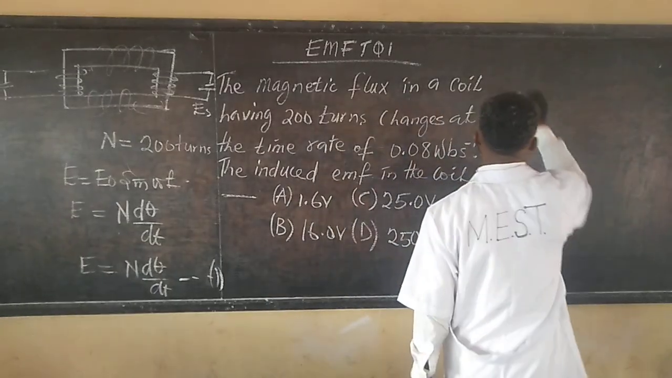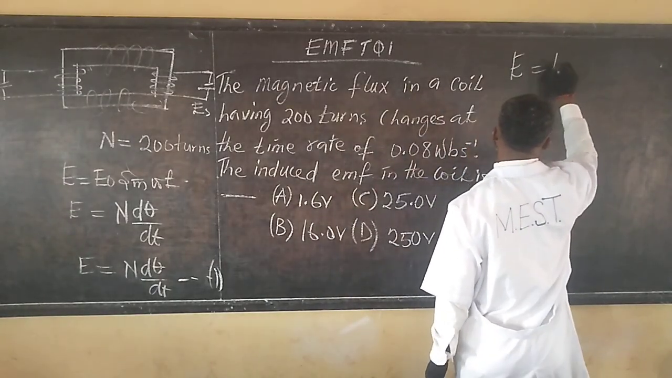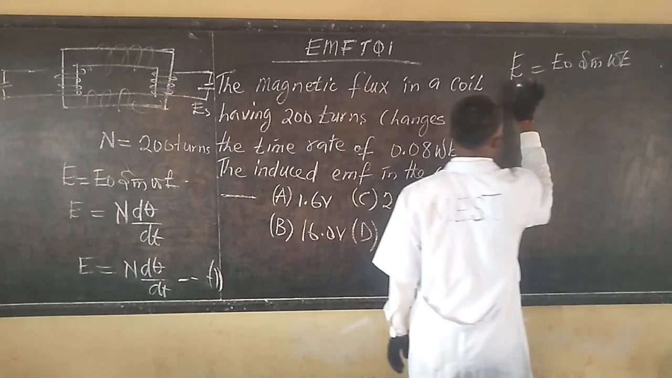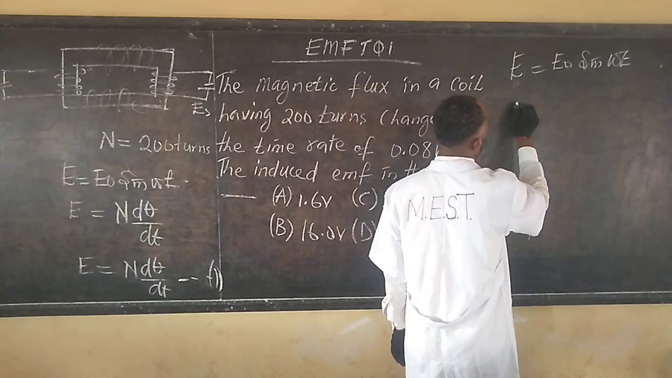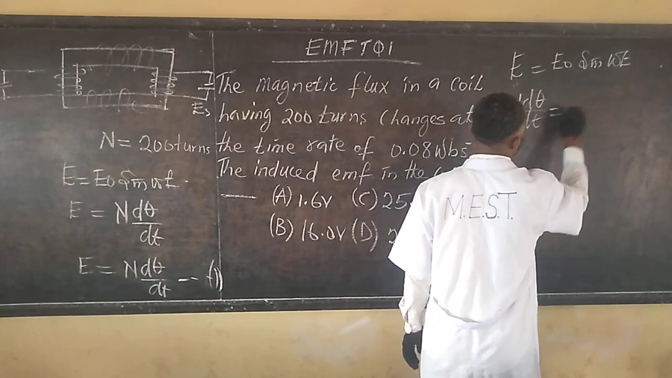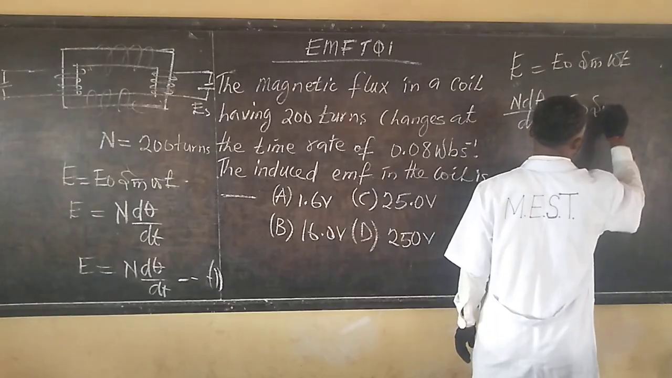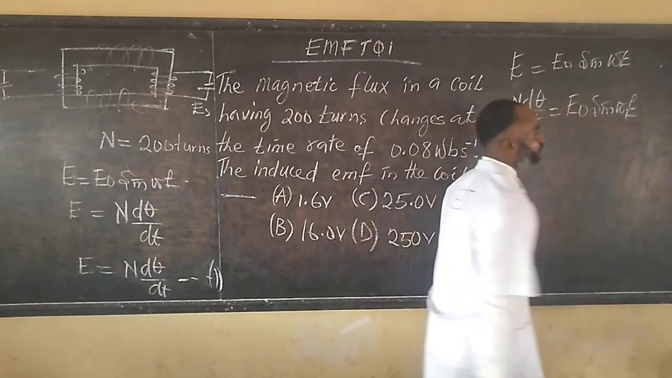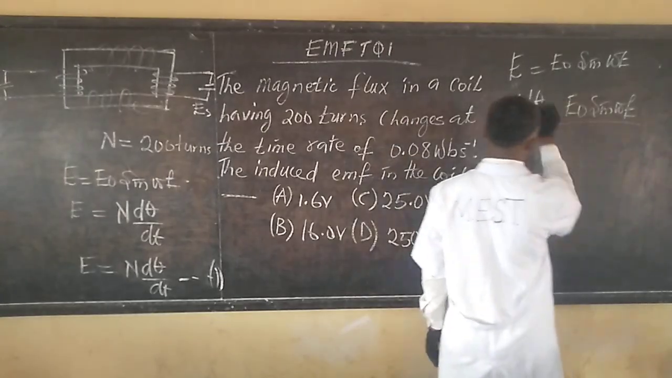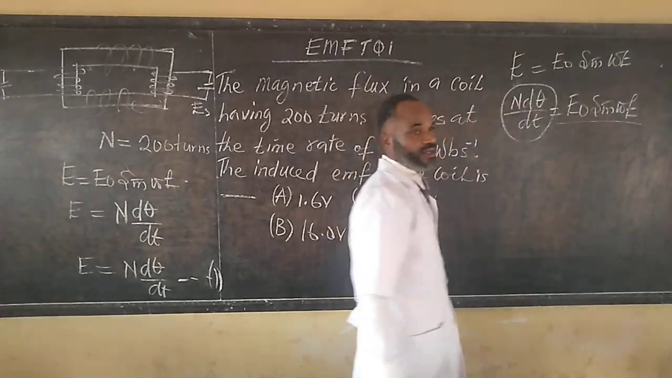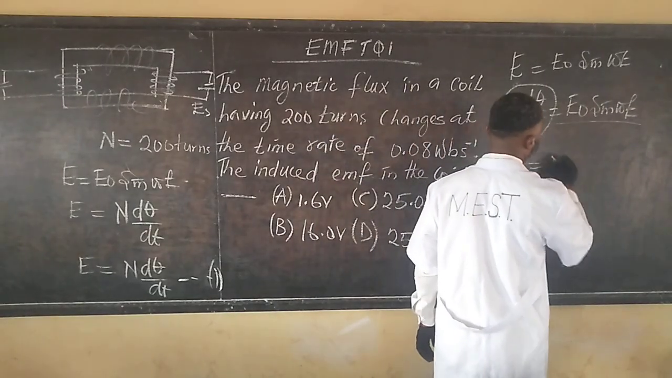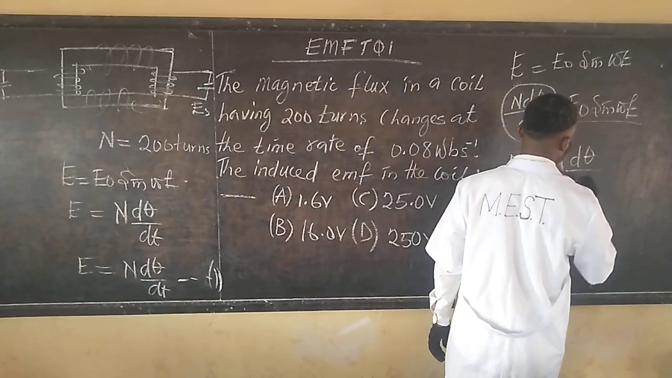The next thing we need to do is substitute. E is equal to E naught sine omega t, where we have E, N d phi over dt equal to E naught, the peak value voltage, and then omega. But we may not need all this. We don't need this. We want to calculate this. And with that, we can simply say that E is equal to N d phi over dt.